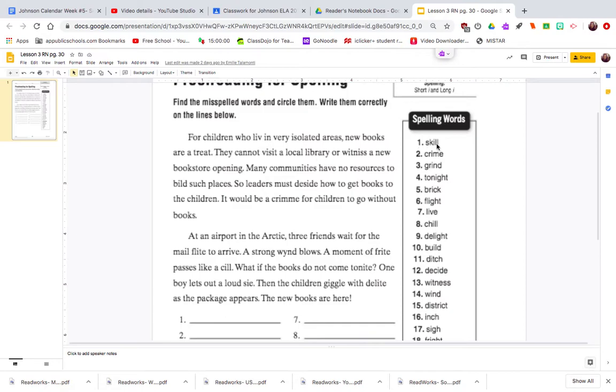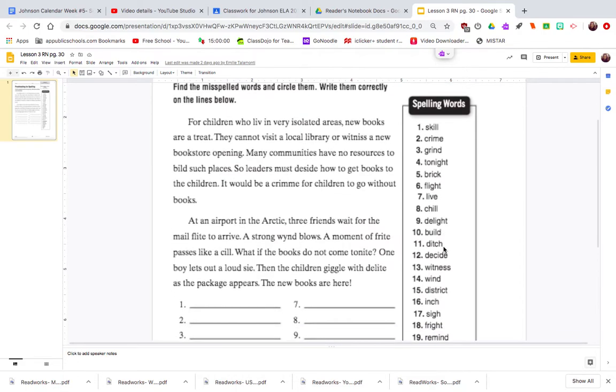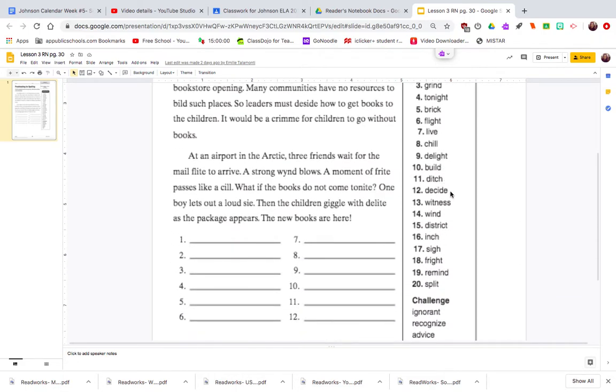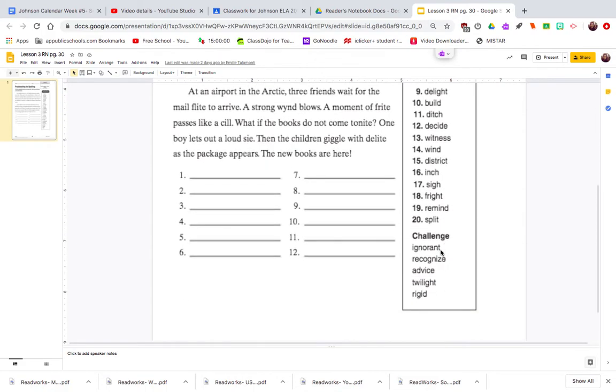Our spelling words for this week are skill, crime, grind, tonight, brick, flight, live, chill, delight, build, ditch, decide, witness, wind, district, inch, sigh, fright, remind, and split. Our challenge words are ignorant, recognize, advice, twilight, and rigid.